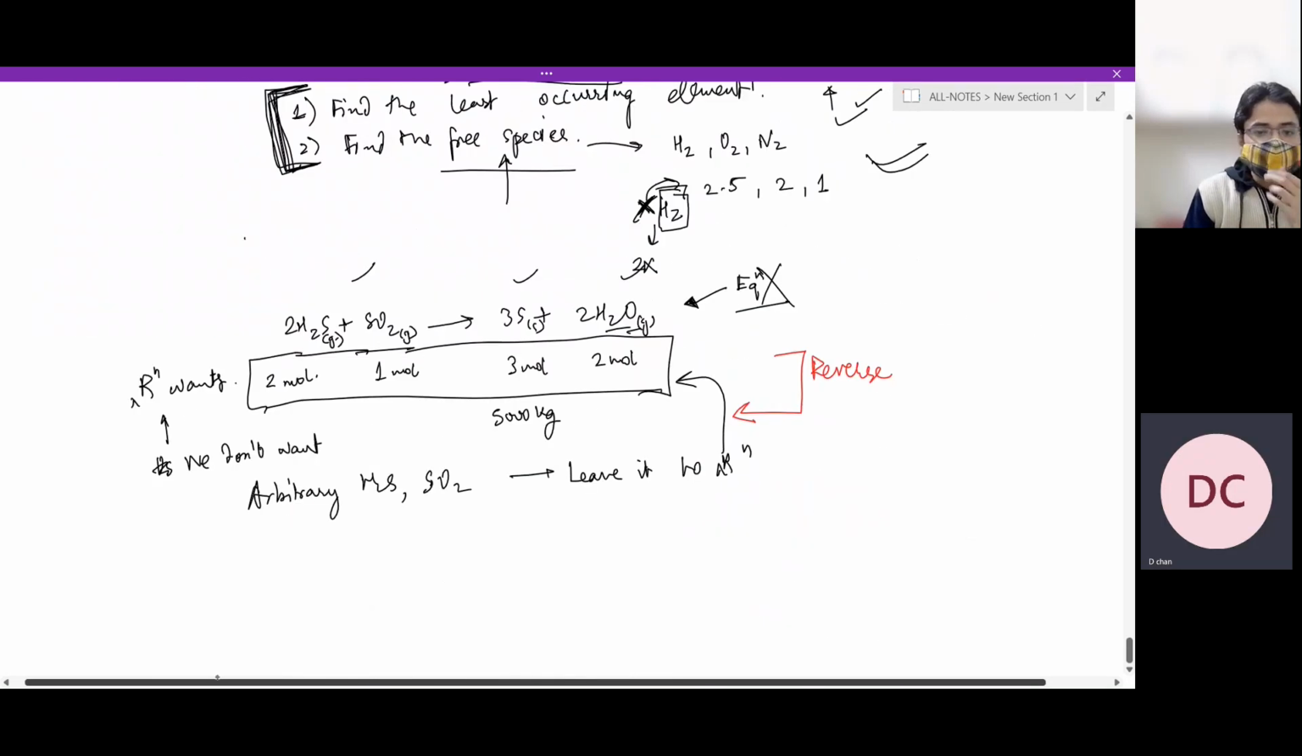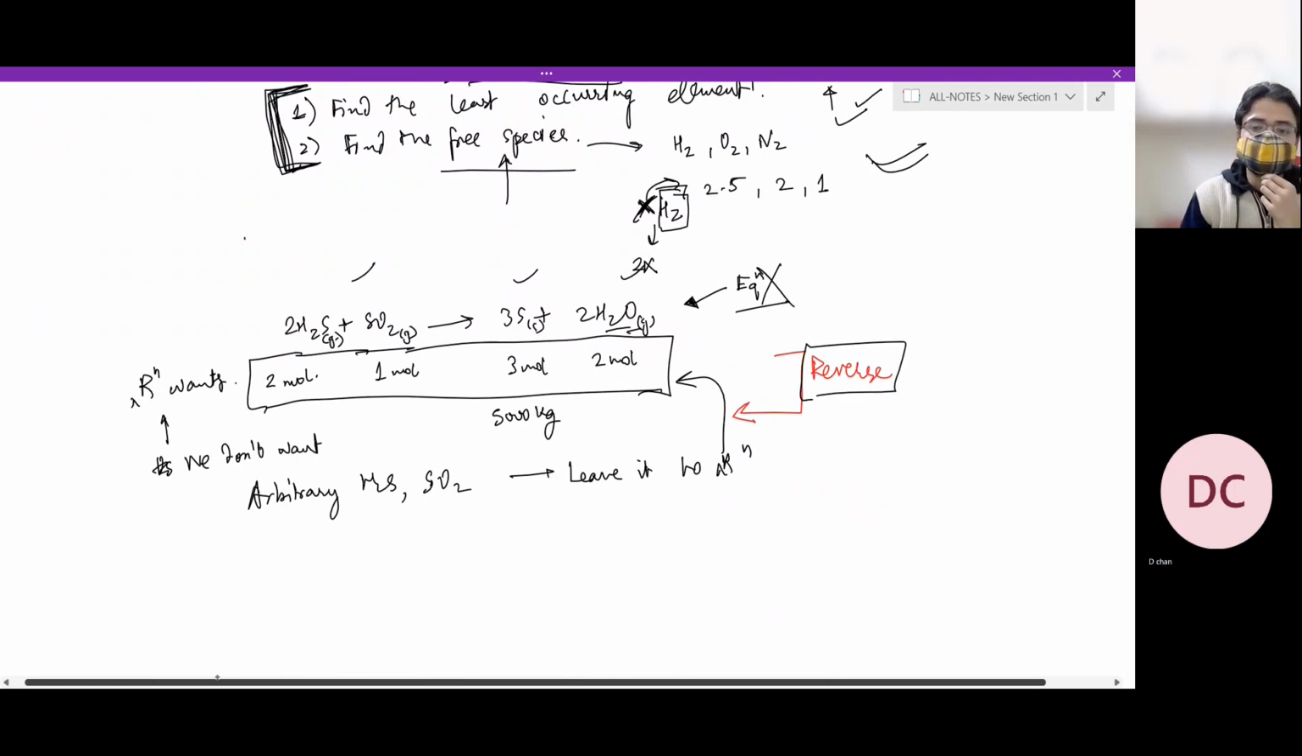Now, there is a logic behind this. Why am I telling you to approach this reaction in the reverse order? Suppose you have a product, sulfur. You know that this entire product is being formed due to the reaction between hydrogen sulfide and sulfur dioxide, right? So that implies that there must be some stoichiometric ratio that has combined together to yield 5,000 kilograms of sulfur.